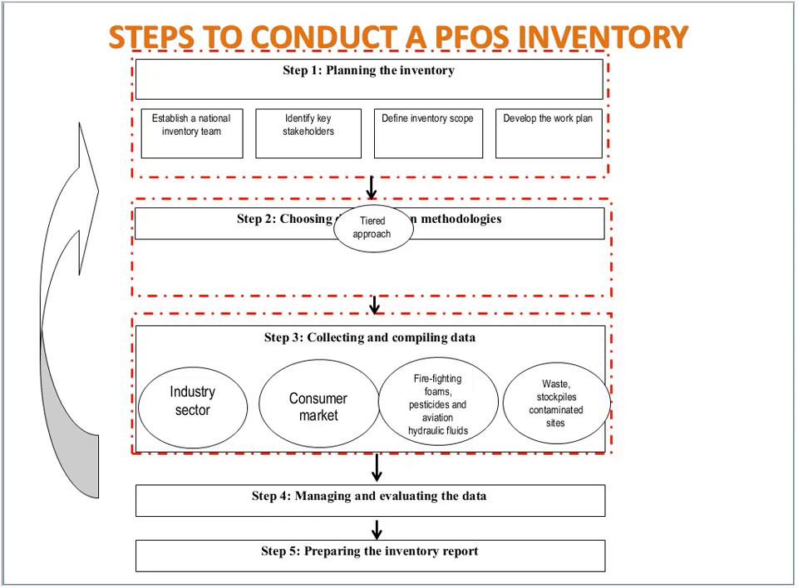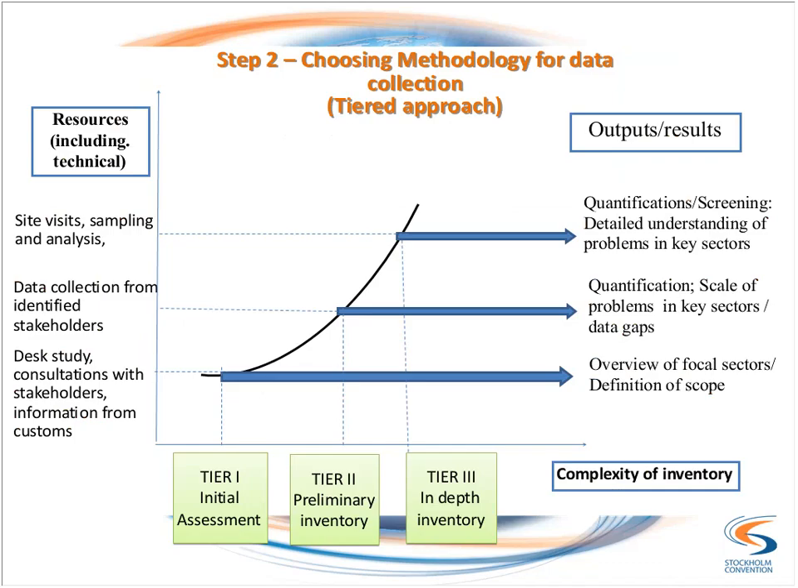Those things are considered to be at least what you need to have, but of course the reports depend on you. This is just a guidance and orientation document for you to not miss things. So, step 2, the tiered approach.